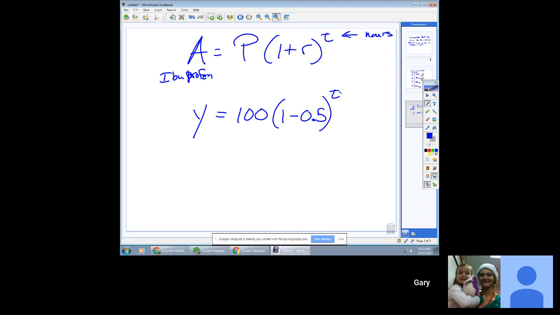Now we can clean that up. What's 1 minus 0.5? It's 0.5, so then we can simplify our model and say we have 100 times 0.5 to the power of t. And I can ditch the parentheses because now I just have a single number in the base. So I think that's our model. Let's check it and see if it works. Plug in a 6 to that on your calculator and see if we get the 12.5 that we predicted.